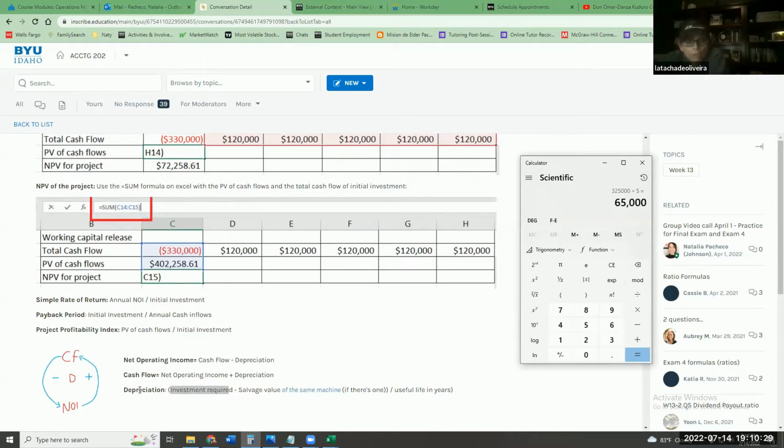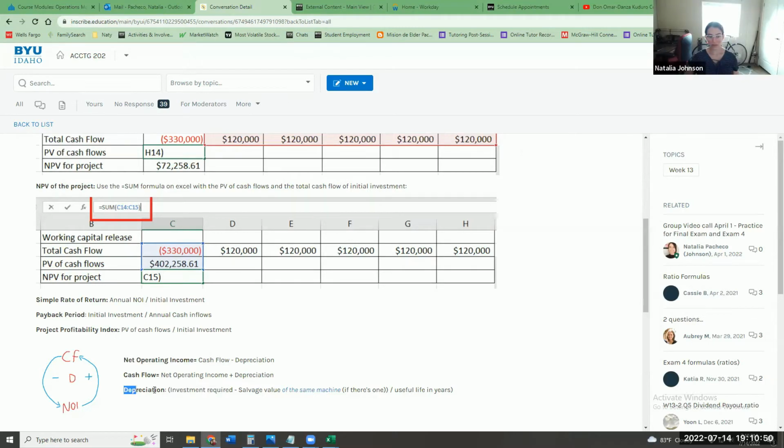So there should always be a depreciation. If they don't give you one, you just need to know that there's still going to be a depreciation. And sometimes they'll say straight line too, won't they? They'll say straight line depreciation. So that's what it means. Yeah, that's a good question. It means that you just divide it by the years, the useful life in years.